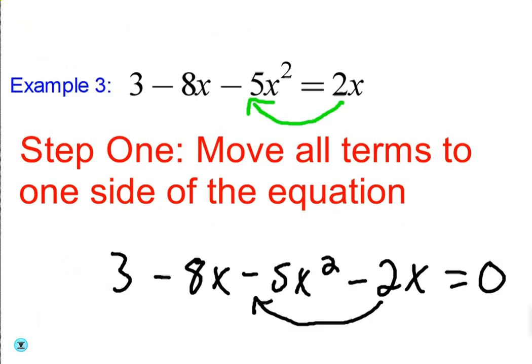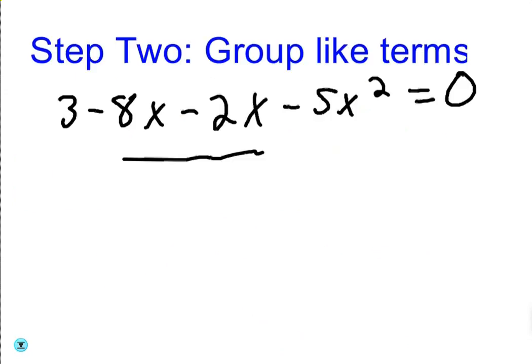Example 3, this one's typed up, at least the first part is. We've got 3 minus 8x minus 5x squared equals 2x. Just like before, we want to move everything to one side, usually to the left. So I'm going to subtract 2x from both sides. We need to arrange these, obviously. We need to put this term first because it's x squared, and we need to combine the minus 8x minus 2x, which gives you minus 10x. And then the 3 will go at the end. So I'm going to do that first.